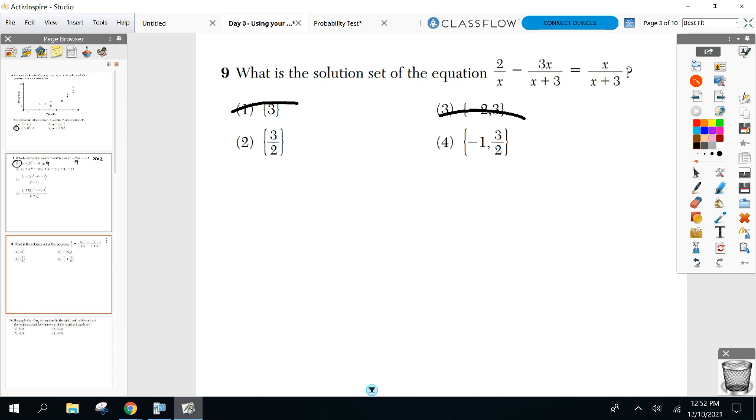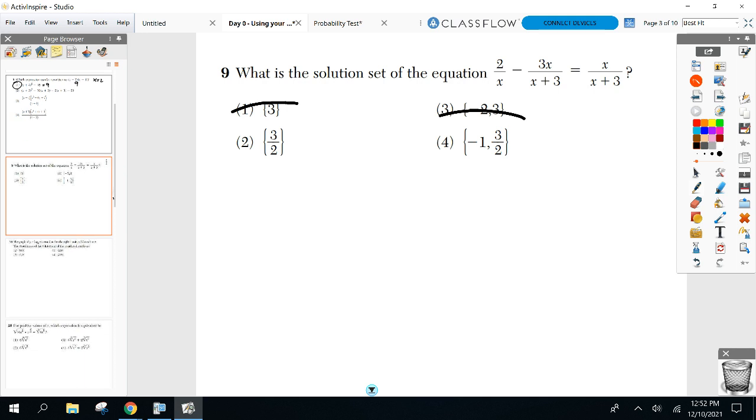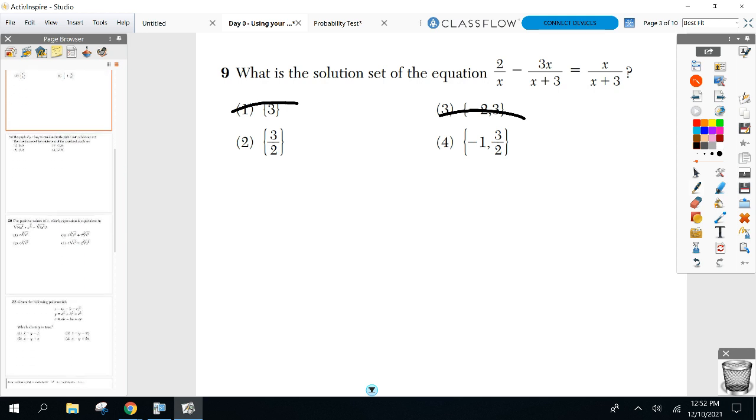But am I going to just circle number 3 and move on? No, I don't want to do that because even number 4 has 3 halves as a solution. So I also have to check, is -1 a solution or not? All right, so yes, 3/2 was, but if -1's a solution, I'm going to select choice 4. Did -1 work? Yep.